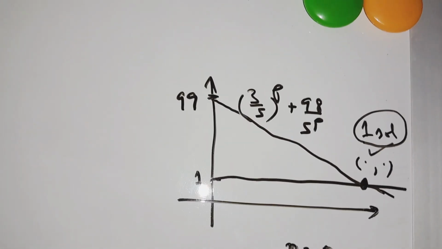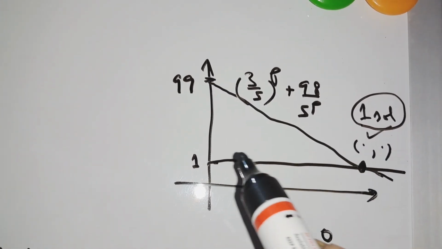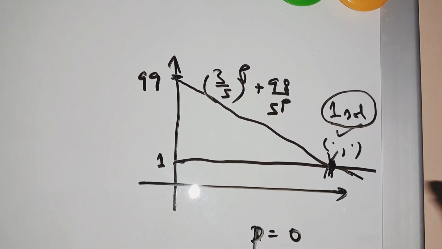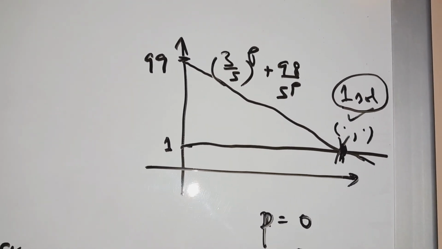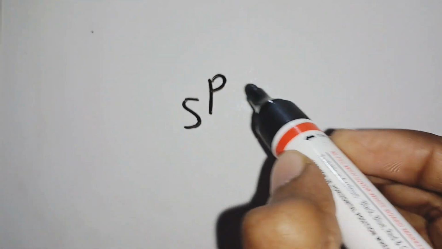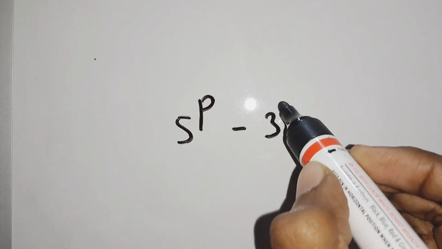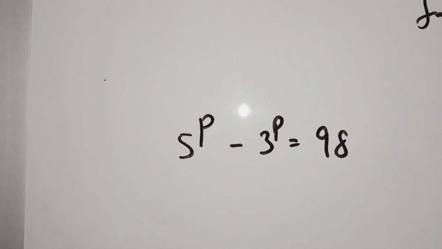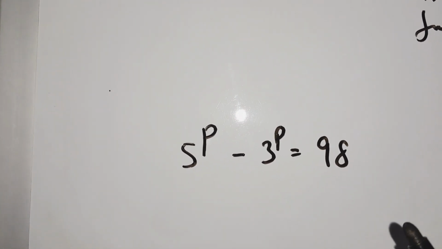We have drawn this graph. Okay. And this graph and the constant 1 will meet at just one point. So only one solution is possible. So what is the solution? For the solution, again, we have to look at that equation, 5 to the power p minus 3 to the power p equals 98. And since only one solution is possible, we can guess that solution.